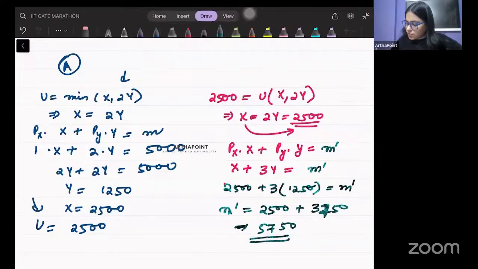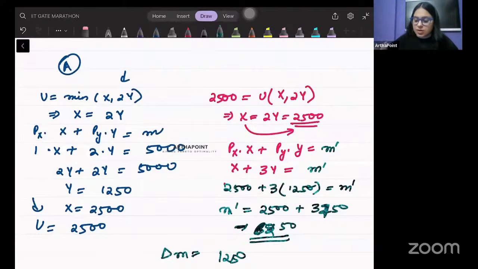3750, sorry. This will be 6250. So the change in income will therefore be 1250. अब देखो मैंने क्या किया एक बारी. ये तो basic case है. आपको income दिया हुआ था.